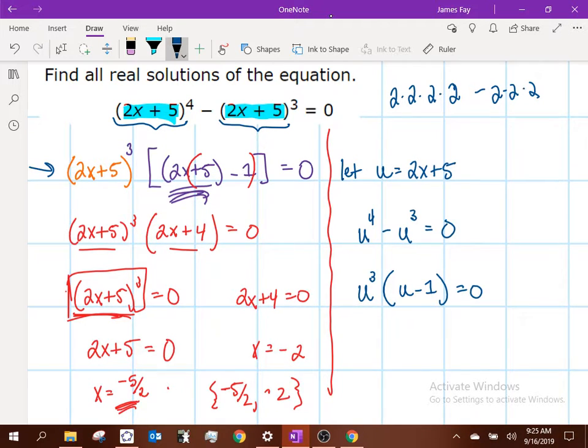So now when I do this, okay, this line right here is analogous to this one right here. And then if I want to go ahead and say u cubed is equal to 0 and u minus 1 is equal to 0. So u cubed obviously is 0, but u then is 1 here, right? Can I now, once I've solved for u, I'm going to back substitute. I'm going to replace u with what I let it be at the beginning.